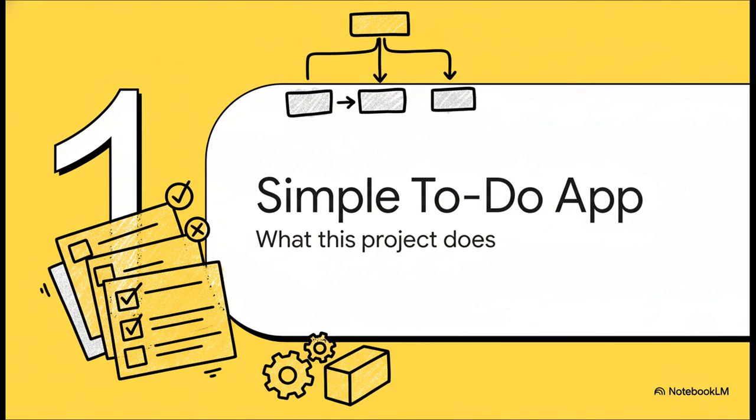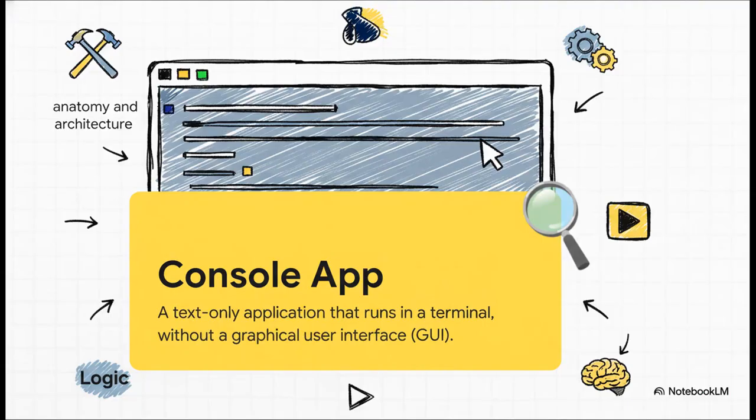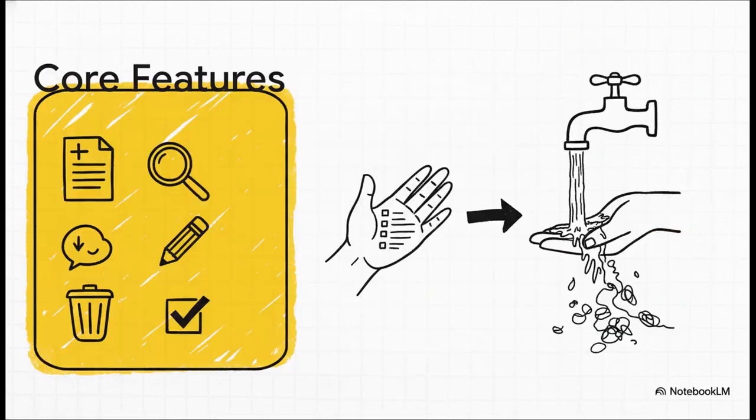What is this thing? At its heart, it's just a really straightforward tool for managing your tasks. And it's what we call a console app. That means there are no fancy buttons, no windows, no graphics at all. You talk to it using just text in a terminal. Think of it as the minimalist, no-frills version of an application. The features are exactly what you'd expect. You can add, view, update, and delete tasks, and of course mark them as complete.